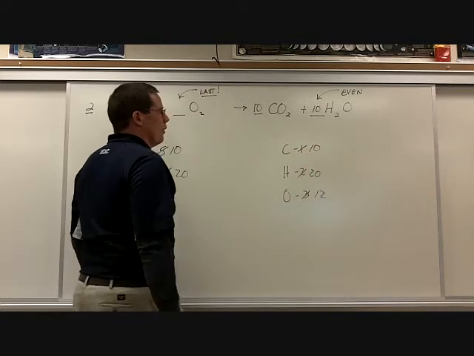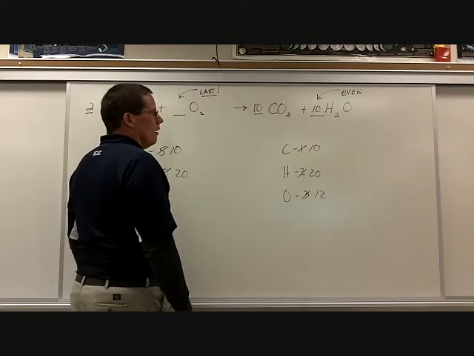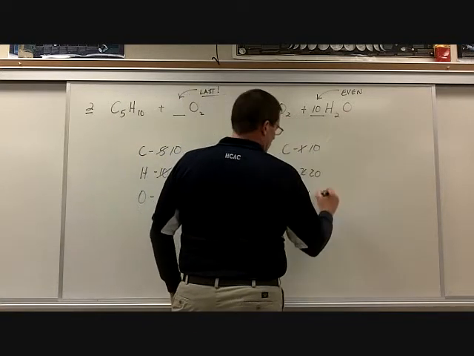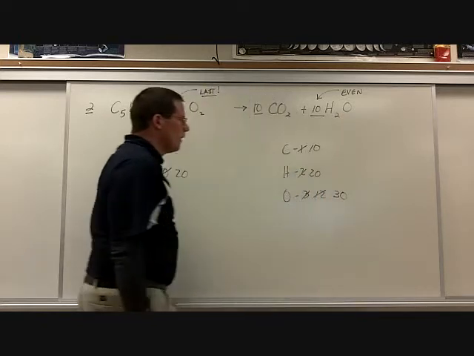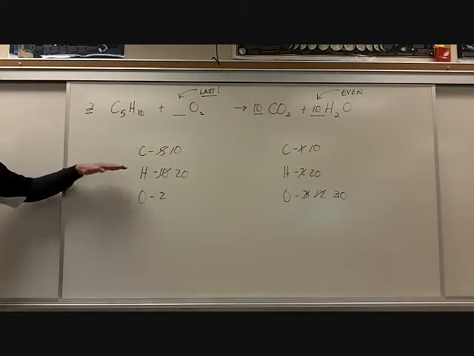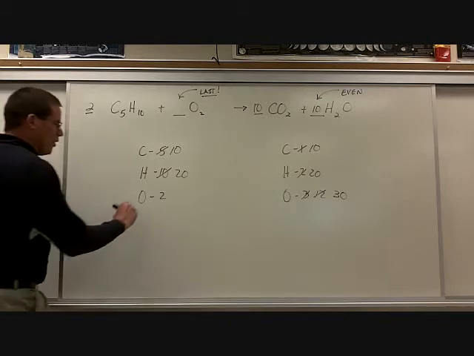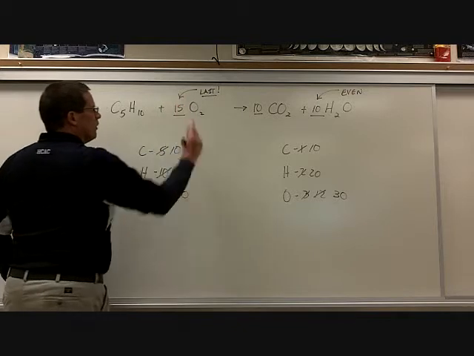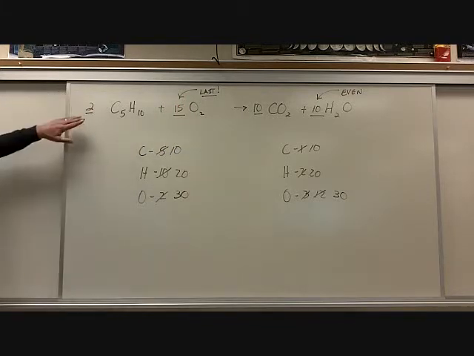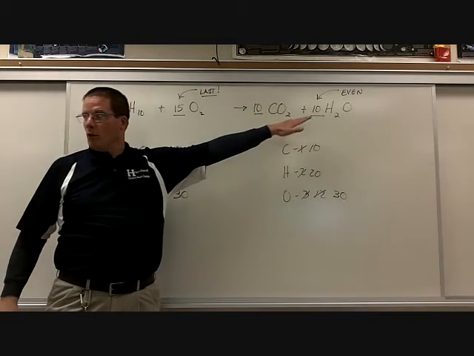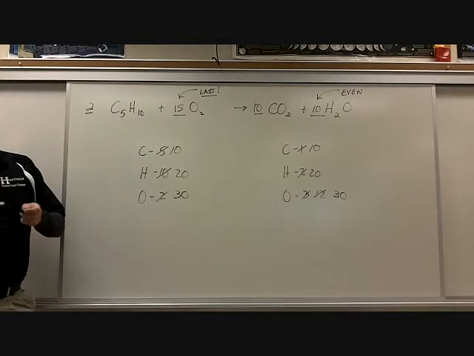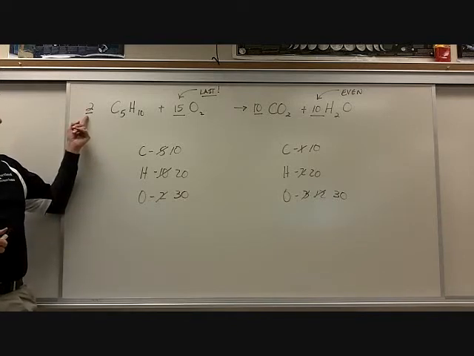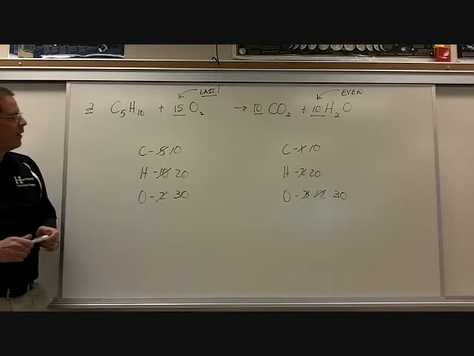How many total oxygen do I now have on the right? 30. So I've got 10 times 2 plus 10 times 1. So 30. My carbons are good, my hydrogens are good. How can I get 30 oxygen on the left? 15. Good. Save it for last. Now, can these be reduced down any further? No. If that were a 5, yeah, but it's a 2. So we'll leave it alone.